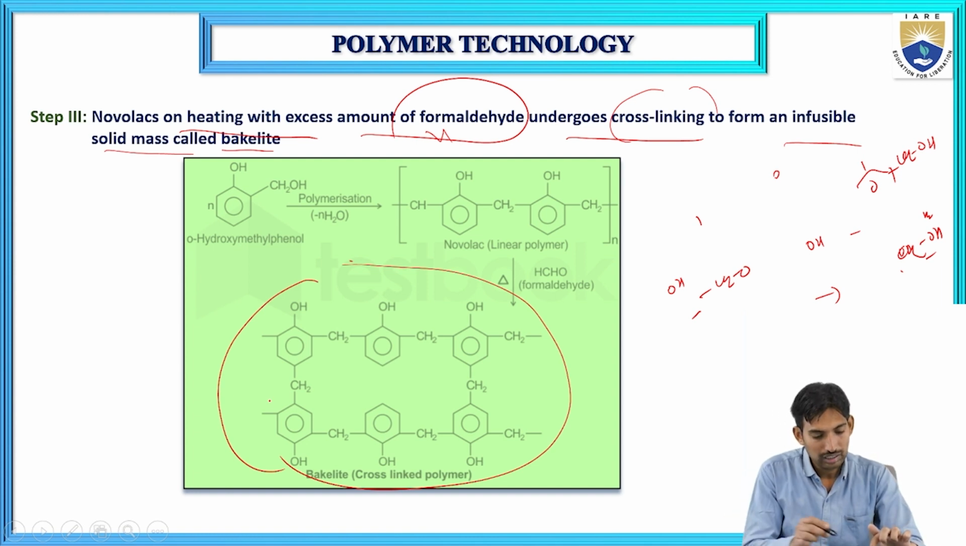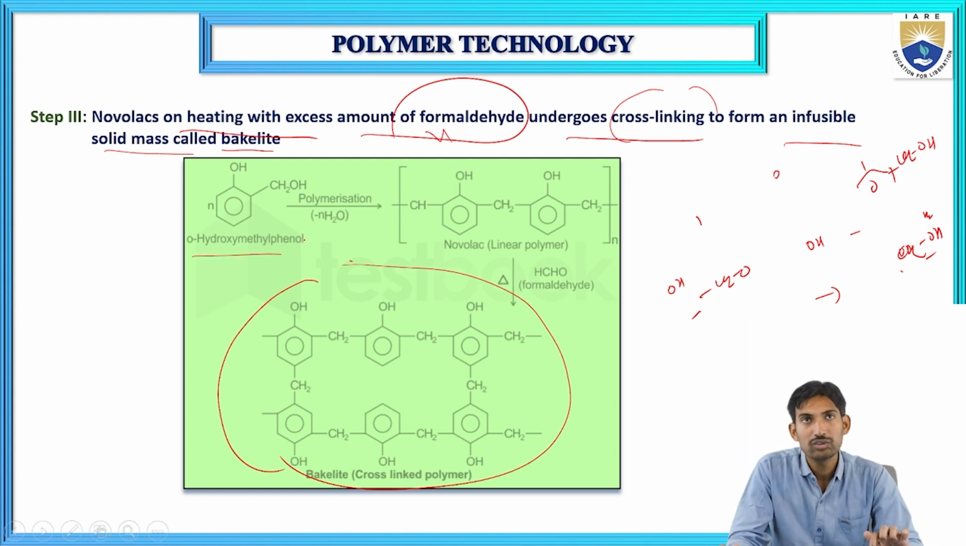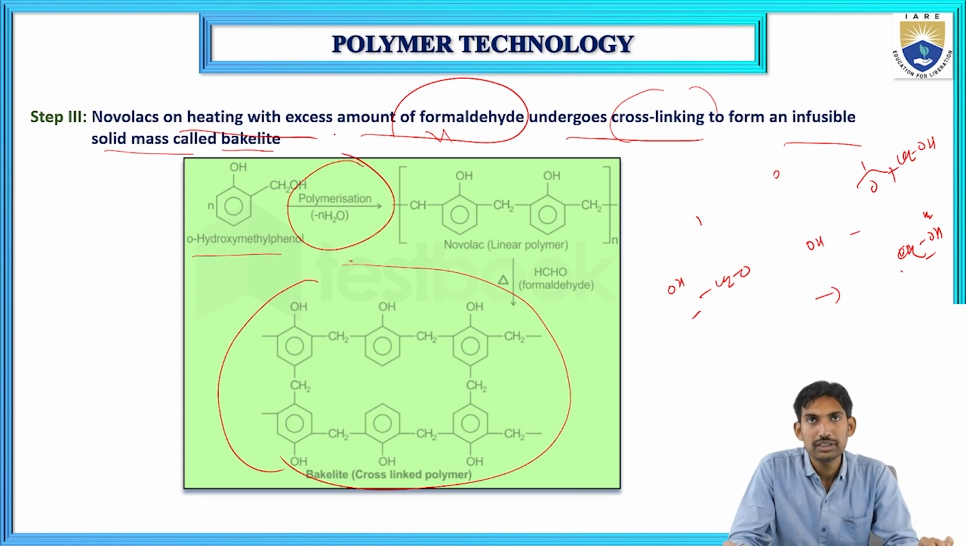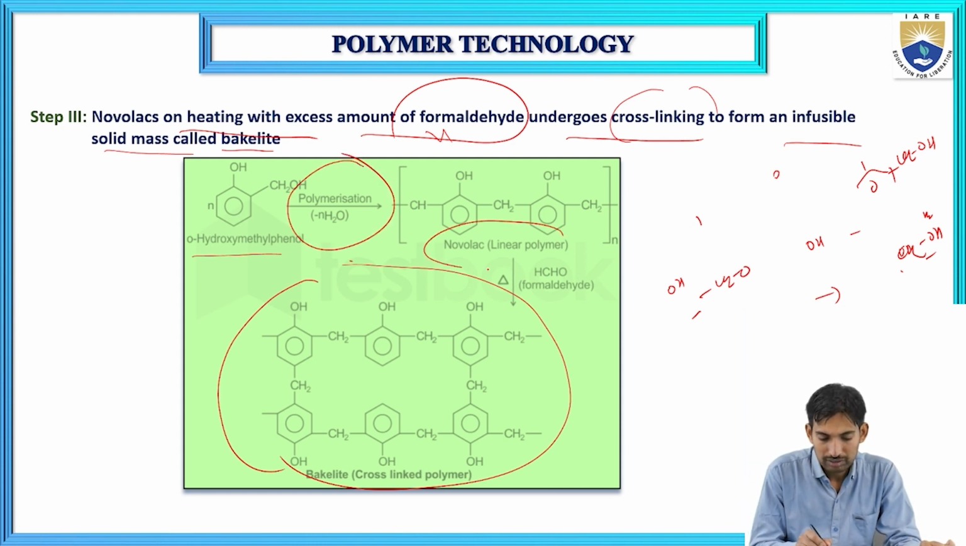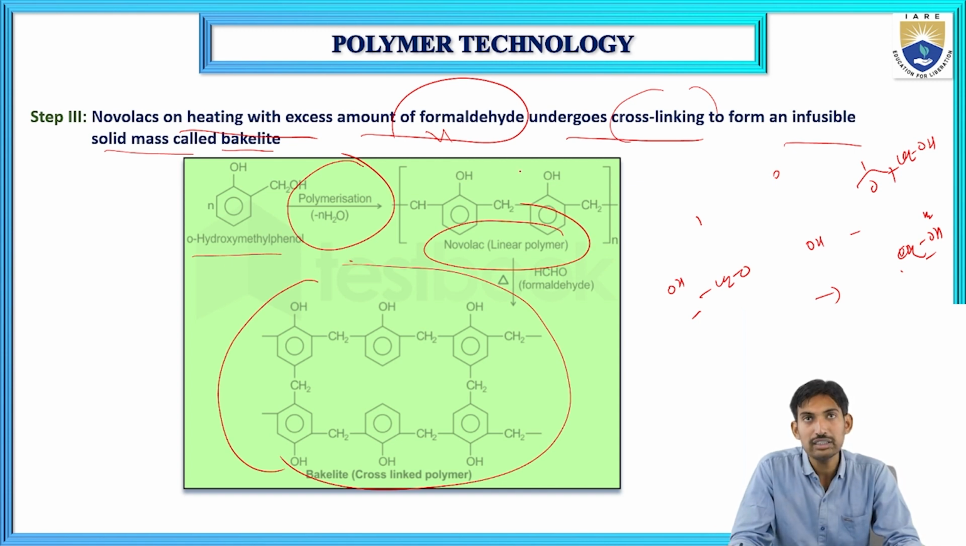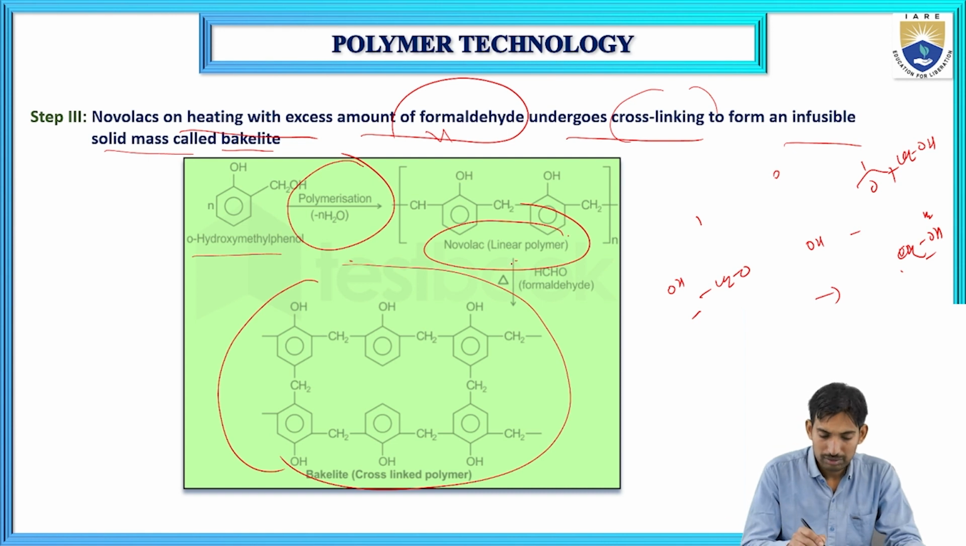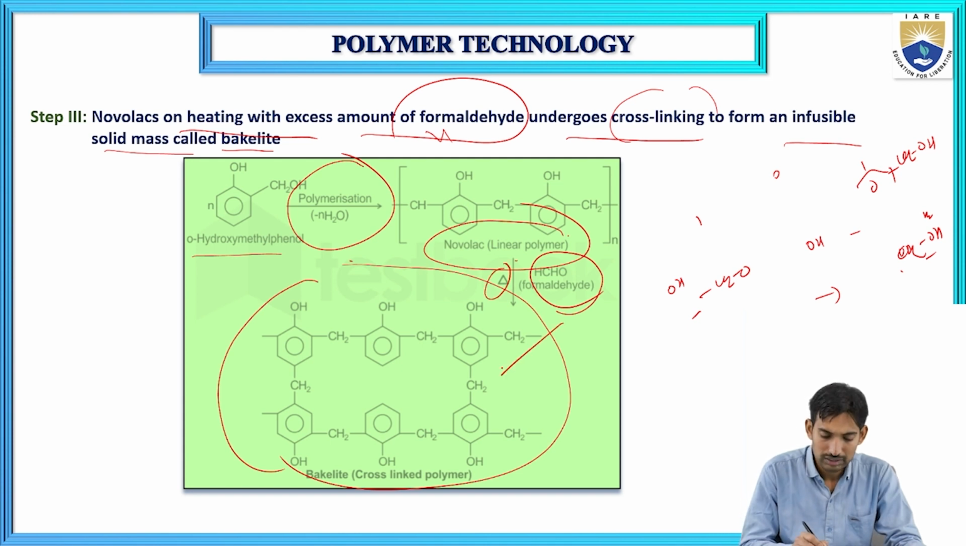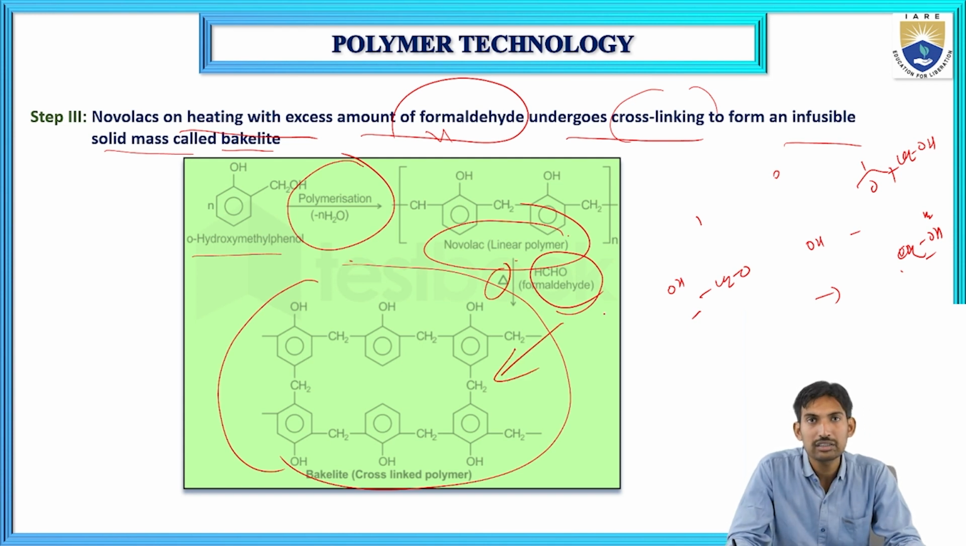See the orthohydroxy methyl phenol. Orthohydroxy methyl phenol undergoes polymerization. First it forms Novolac, which is a linear polymer. The linear polymer Novolac again reacts with excess formaldehyde under heating condition. Under heating condition, what happens? The Bakelite, the cross-linked polymer, is formed. The cross-linked polymer, that is called Bakelite, is formed from the Novolac.